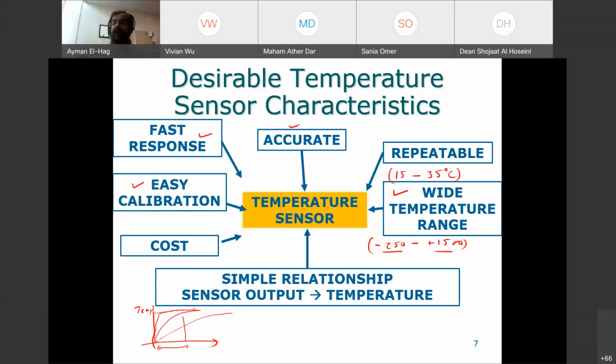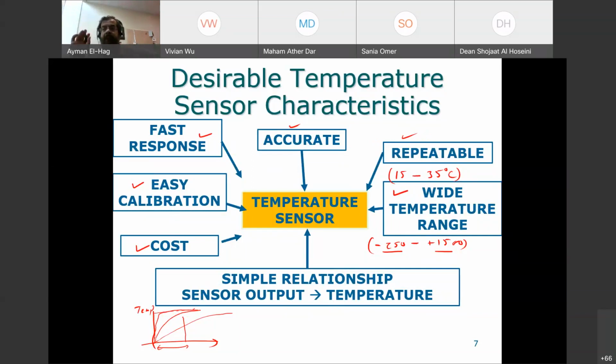Some of them are linear, which is preferable. Some of them are non-linear, and it depends on the degree of non-linearity. If it's extremely non-linear, then that's not really preferable. Cost, of course, is very important. How much money are you willing to spend? Repeatability. This is again something very, very important. You need to have a robust sensor that, if you put it at the same condition, will give you something very, very repeatable. And this is a simple relation between the sensor and the temperature, which has to do with the calibration. So these are the parameters you have to keep in mind before you go and buy your sensor.